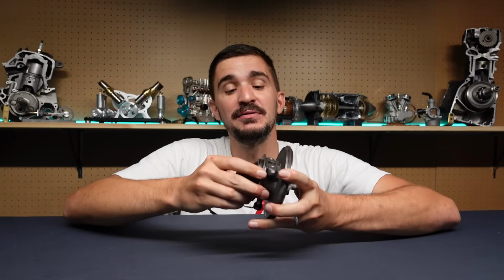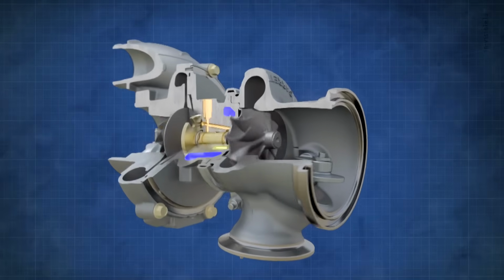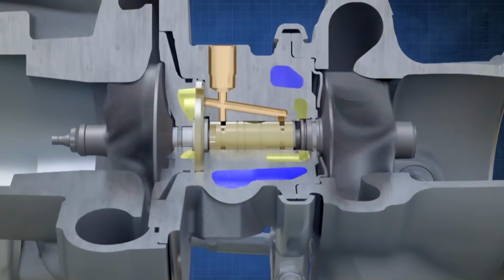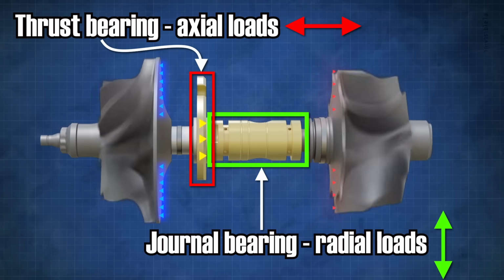Another benefit of ball bearings, which offer reduced rolling resistance, is that they don't require thrust bearings. To bear axial loads, journal bearings also need a thrust bearing, whereas a ball bearing center section can bear both radial and axial loads.